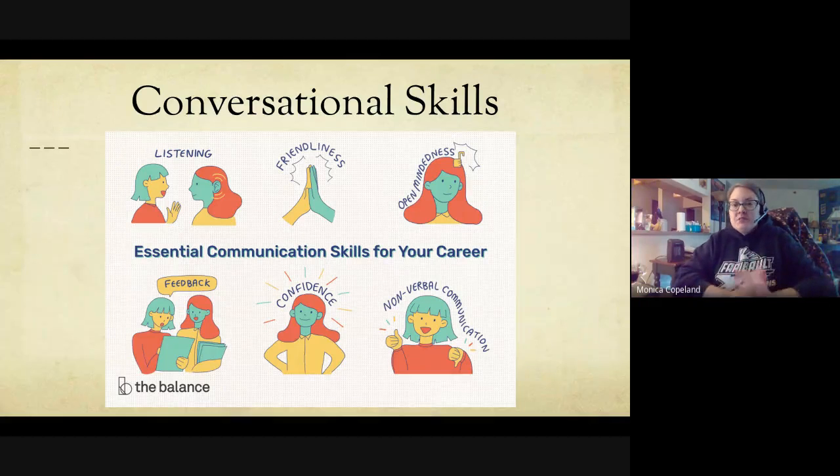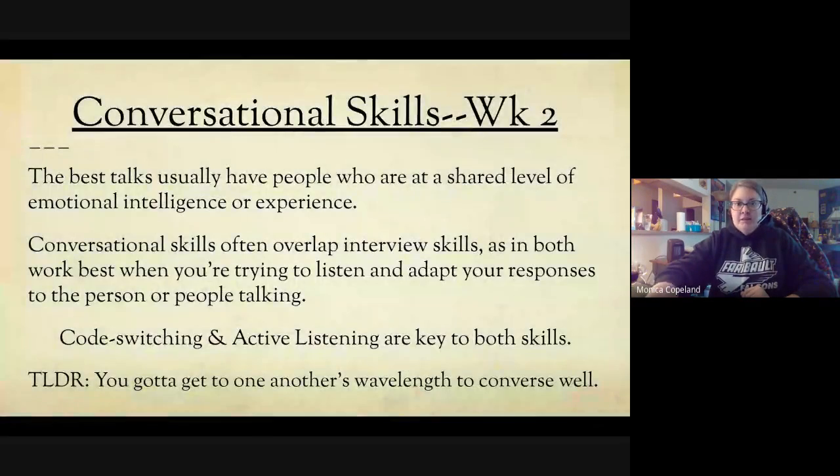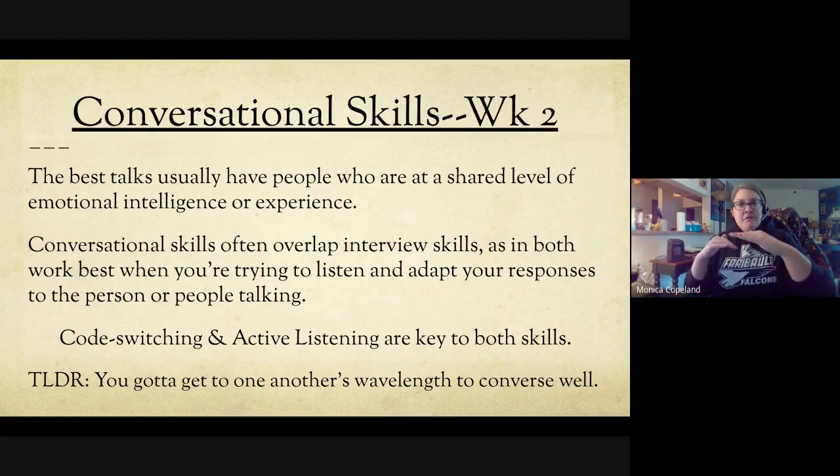All right, so conversational skills. So you use these every day if you're a successful human. And that's at work, school, friends, every day. So a couple things to keep in mind about conversational skills. So usually the best talks involve people who are at a shared level of emotional intelligence or experience. In other words, we tend to talk better naturally with people who are like us, who are on the same level, who have the same kind of background.